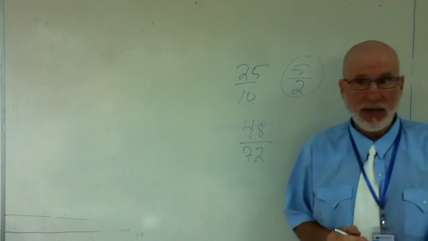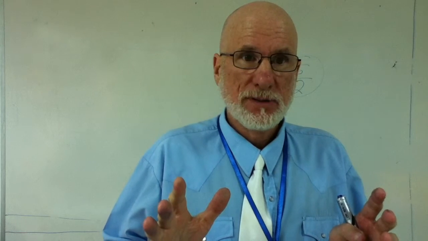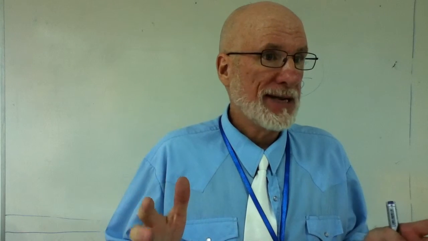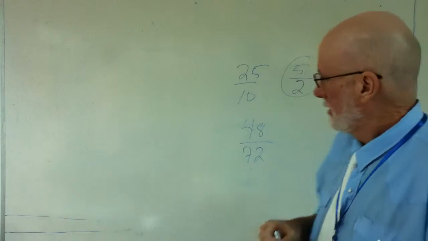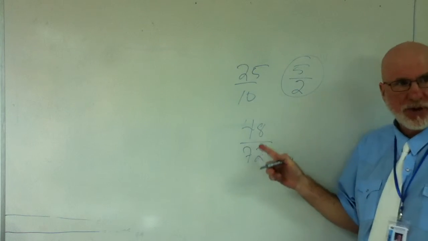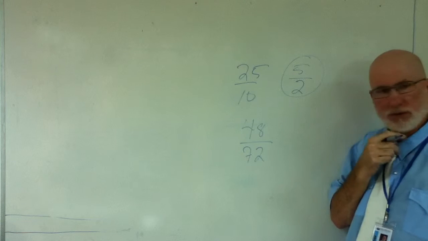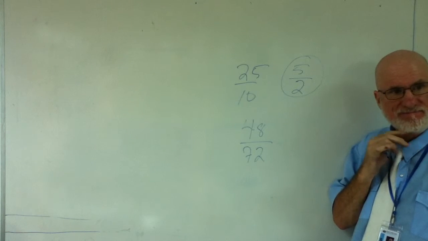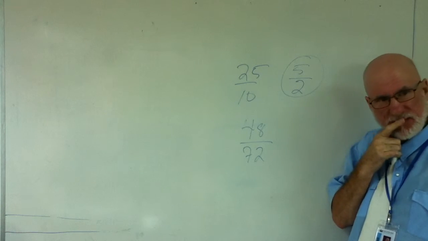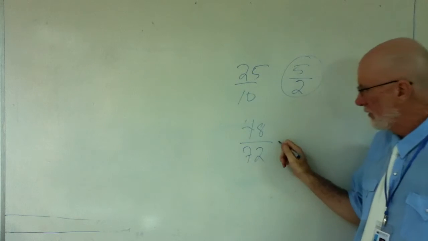Now this is the great thing about simplifying fractions. Sometimes it may not be the right answer, but it's not wrong, just incomplete oftentimes. So you just keep doing it. Make sense? Okay. What about, this is a tougher one, 48 and 72?